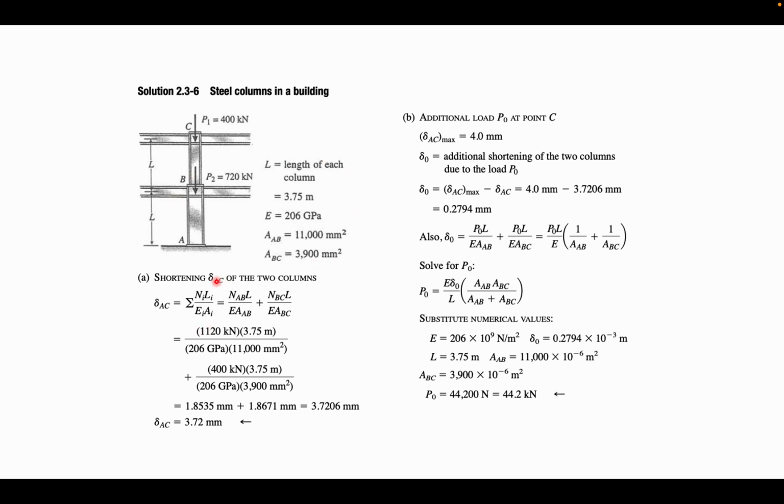Now here we know that the shortening delta AC of the two columns is given by the formula delta equals the summation of NiLi divided by EiAi, which will be the sum of the AB section and the BC section. So we have to add both of them and substitute the known values. After substituting, we finally get the value as 3.7206 millimeters. So delta AC will be 3.72 mm, taking the first two digits after the decimal. This will be the shortening due to the loads P1 and P2, which comes out to be 3.72 millimeters.